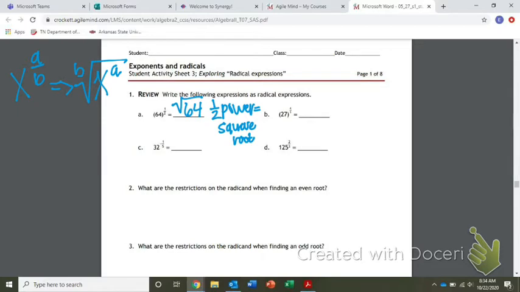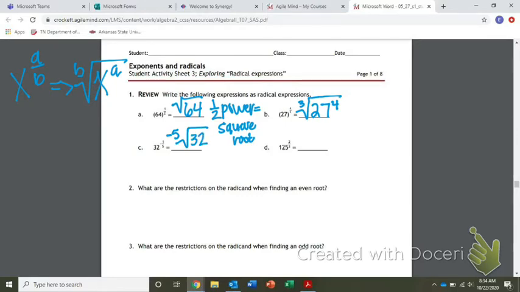Now, the next one is 27 to the 4/3 power. So remember, we have a root of 3. Our b is 3. And then we have 27 to the 4th power. The next one, we have 32 to the negative 1/5 power. So we can say a negative 5 root of 32.